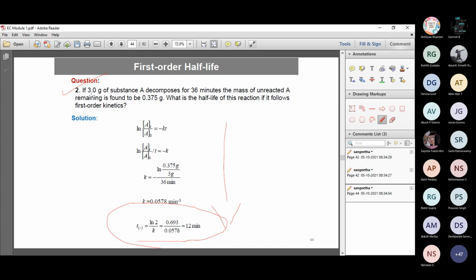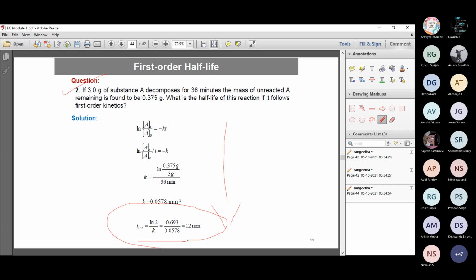I repeat once again, if 3 grams of substance A... I'll be asking you to upload the answers, whatever you have completed in kinetics. Later on, I will also upload a file. Once you submit it, along with the file, I will write the solutions and upload them so that you can cross check it.